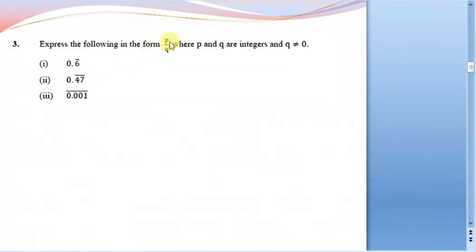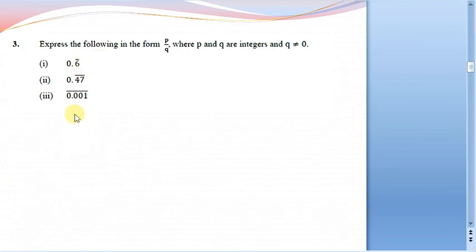Express the following in the form of P by Q, where P and Q are integers. Basically, the decimal expansion has been given and we need to convert it into rational form. We already know how to do it by the process, and we have also discussed a shortcut for the same. So let us try both here.